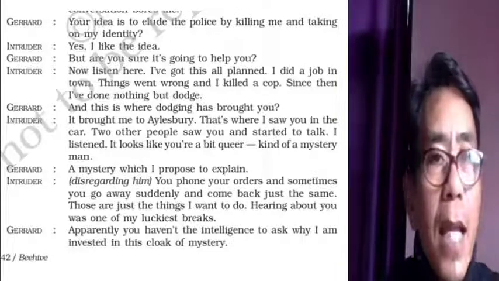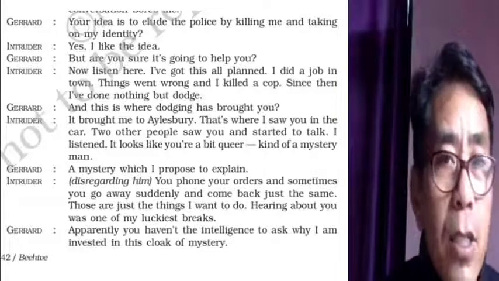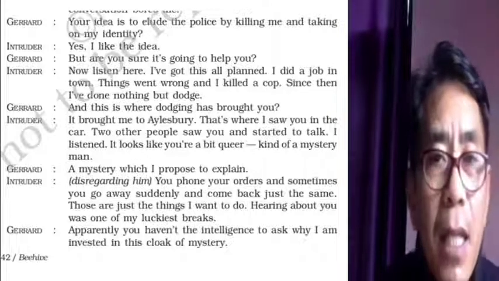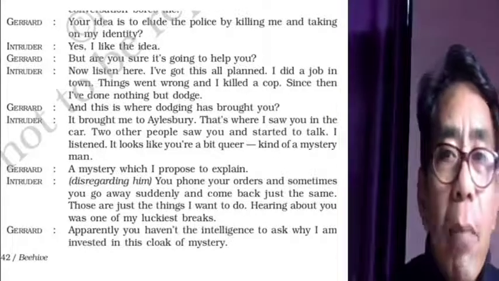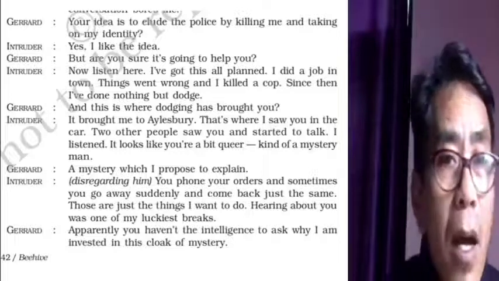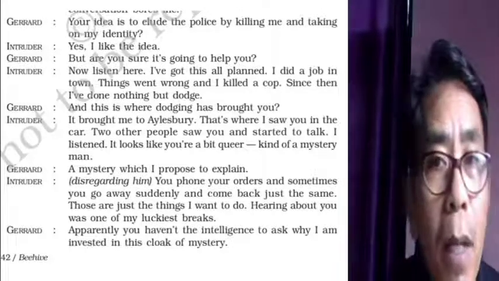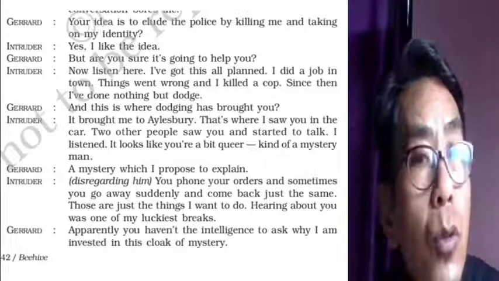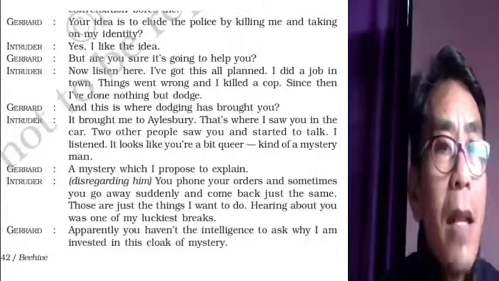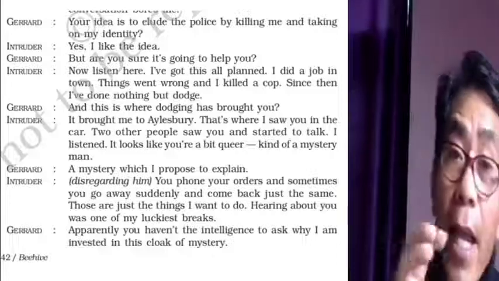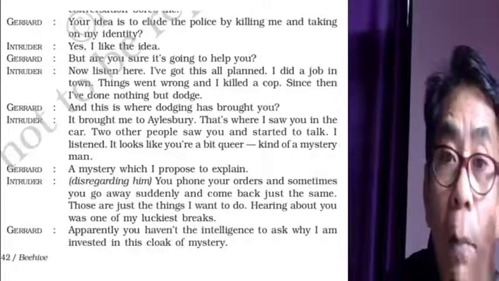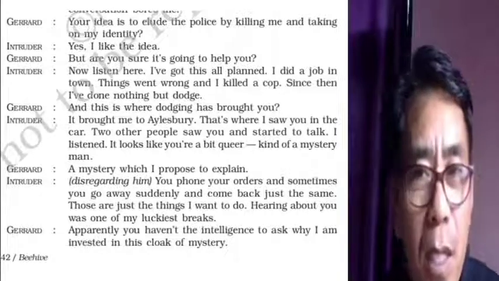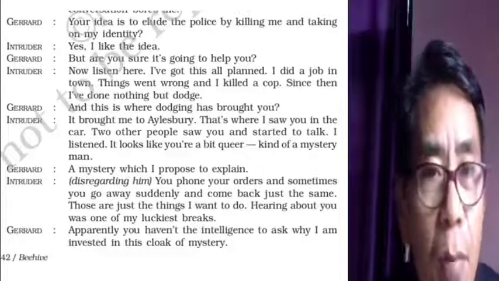He was saying, I did not come directly to your house, but I was coming towards that place, Aylesbury, and in that place I saw you in the car, and there were two people talking about you. I listened to their conversation, and from it I came to know that you are a bit queer, meaning different. You are a unique person, a kind of mystery man.